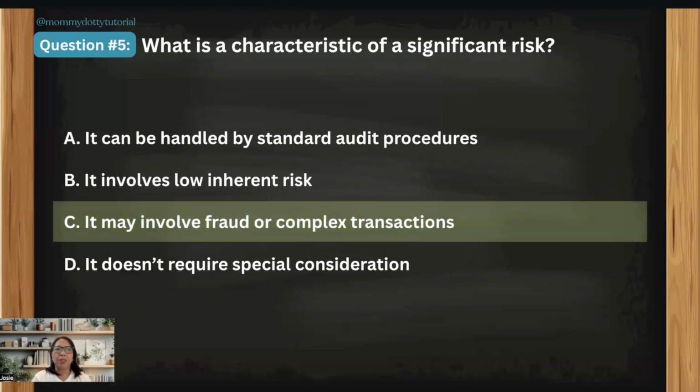Significant risks often involve high estimation, the complexity of transactions, the complexity of the business, the complexity of the structure of the company, or if there's a fraud. These are a few characteristics of a significant risk.